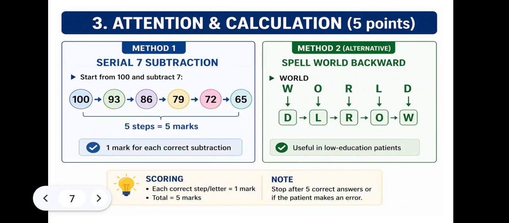And the second method is that the patient is asked to spell a word like WORLD. After that, he is asked to repeat the spelling of the word in a reverse manner. If he says WORLD, then we should ask him to repeat the word in reverse manner, like DLROW. If he is able to do it correctly, then 5 points will be given, or 5 marks will be given.